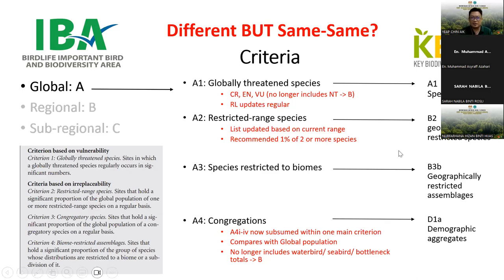So what this slide shows, on my left or your left, for the globally threatened species, IBA criteria 1 is also the same as KBA A1 category. A2 for IBA is the same as B2 for KBA. A3 for IBA is the same as B3B for KBAs. And lastly, A4 is the same as D1A for KBAs. So there is that synergy. So we're not totally talking ayam dan itik, okay? We are working together, these two processes.